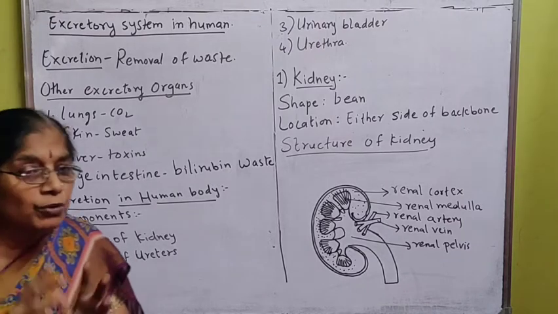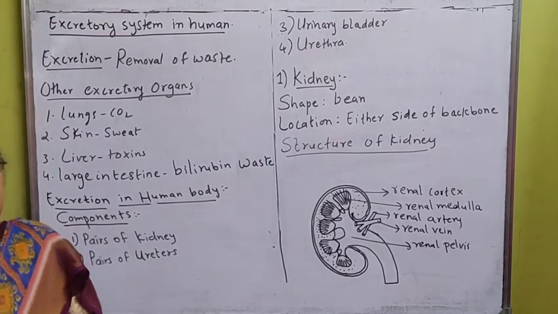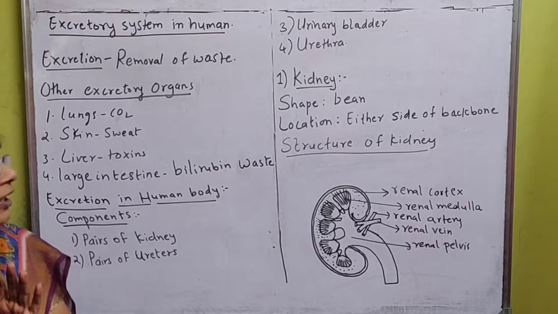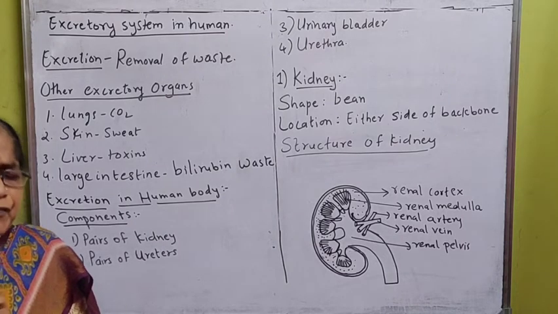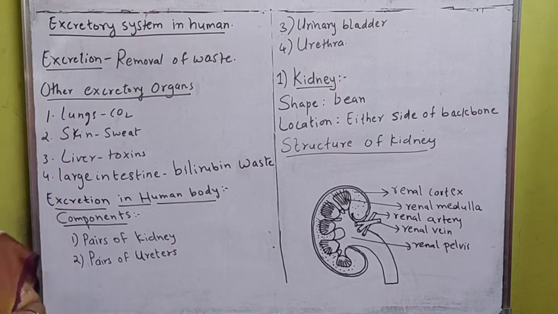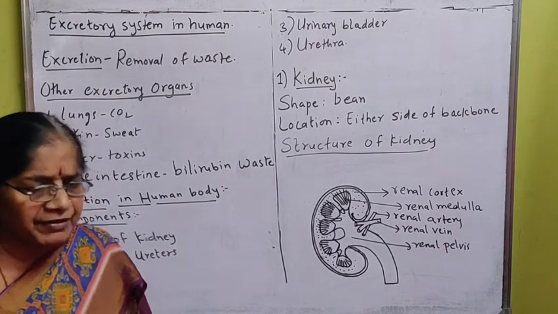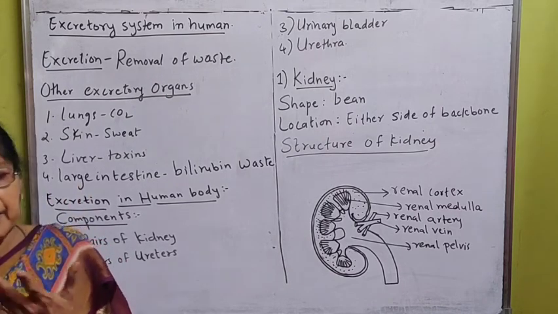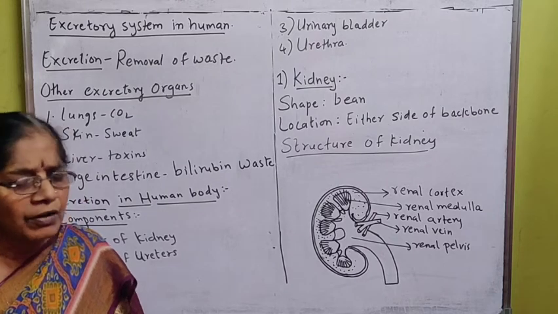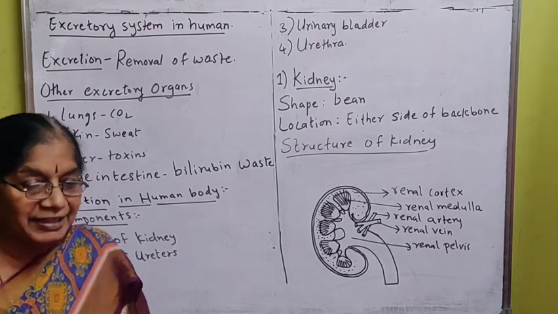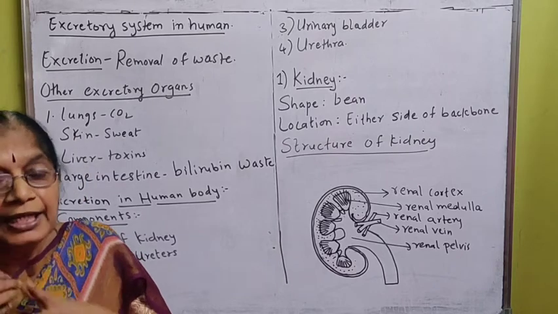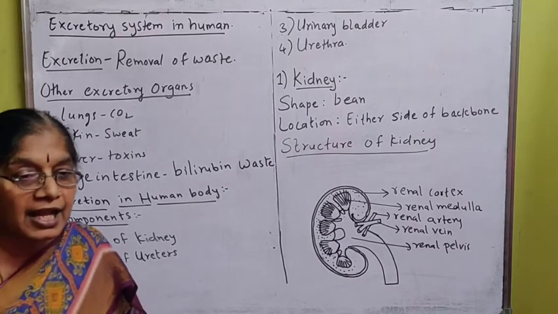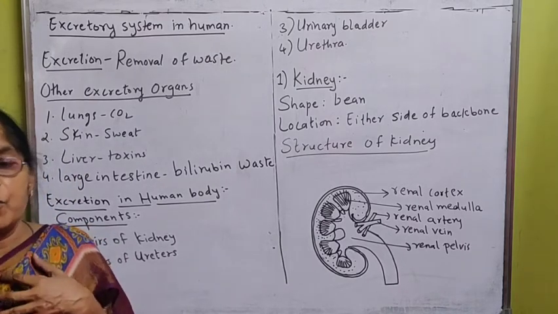Excretion means removal of waste from the human body, or from any living organism. That waste can be nitrogenous waste, it can be uric acid, urea, creatinine, or carbon dioxide gas, whatever it may be. These wastes, which are not required by our body, are thrown out, and that we call excretion. Besides the kidney, there are other excretory organs in our body.